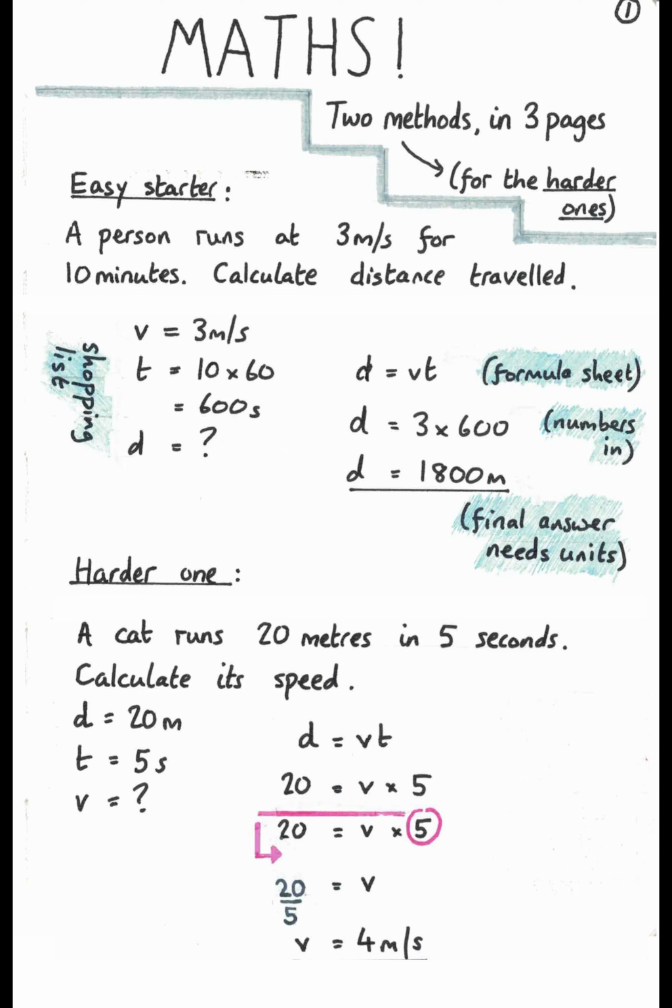But if we change side, we change sign. Now the 5 was being multiplied by v. The opposite of times is divide. So when we change the side the 5 is on, by grabbing it and moving it across, the multiply becomes divide, and so the 5 goes underneath. Carrying on, the answer comes out as 4 meters per second.